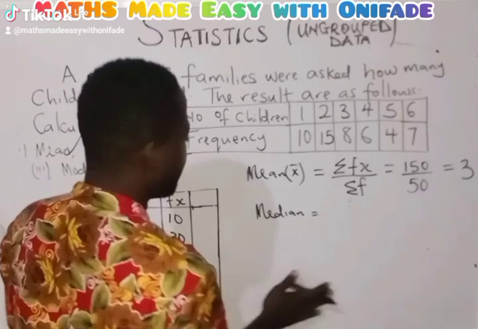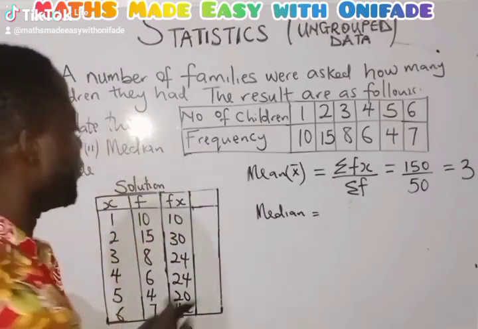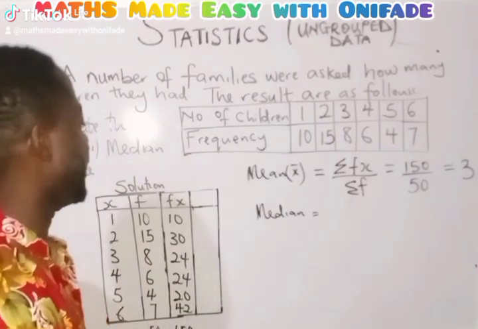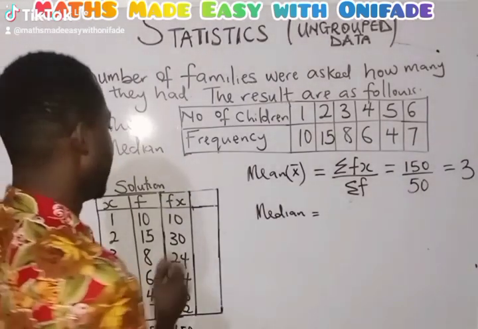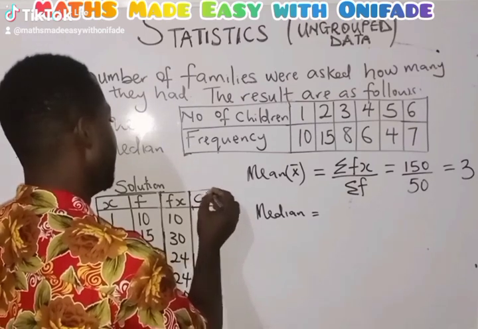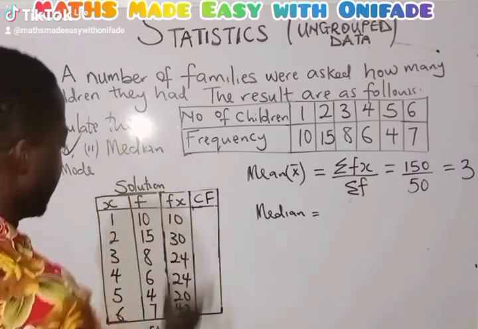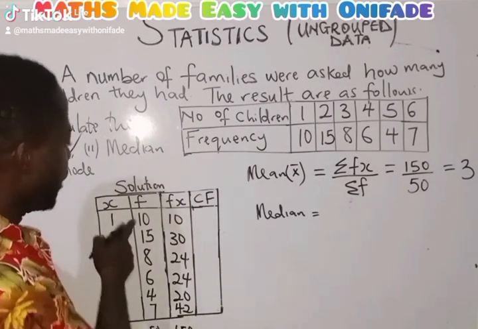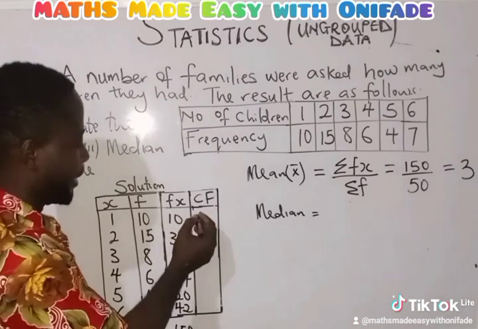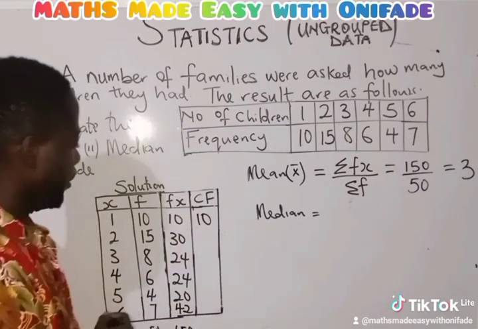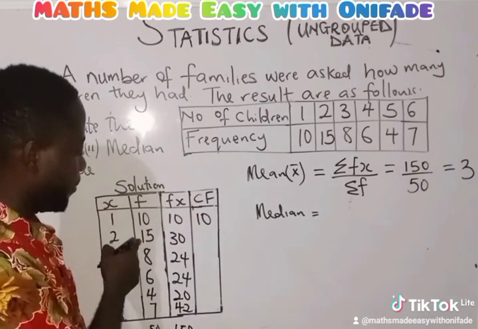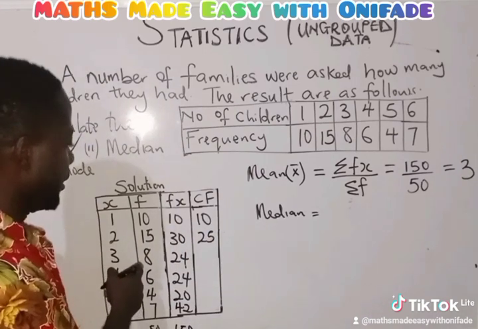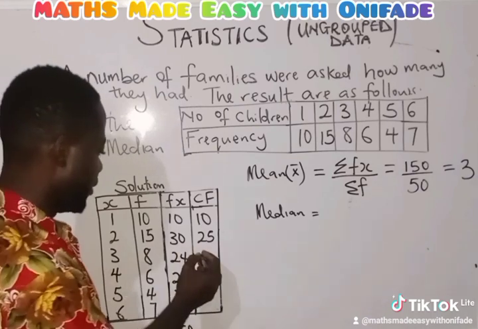But in this case, we have the frequency distribution table. So in order to find the median, we are going to use what is known as cumulative frequency. And how do we go about that? Okay, I'm going to have my cumulative frequency space here. Now, what do we mean by cumulative frequency? You are going to pick your first frequency, which is what? 10. You add it to the next frequency, 10 plus 15, 25. Add it to this, 25 plus 8, that's going to give me 33.